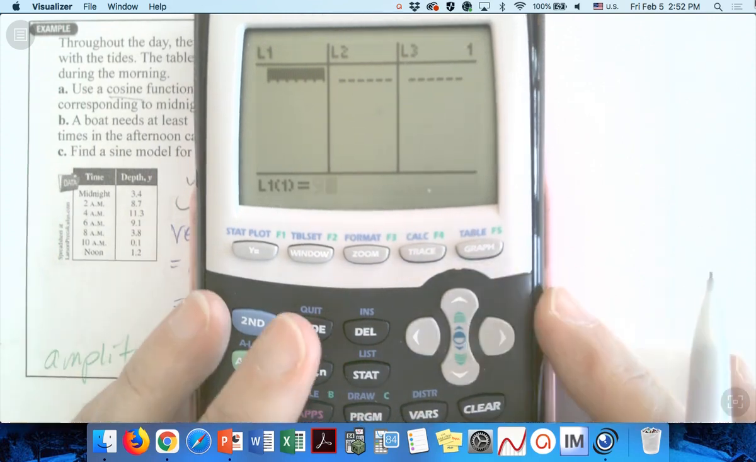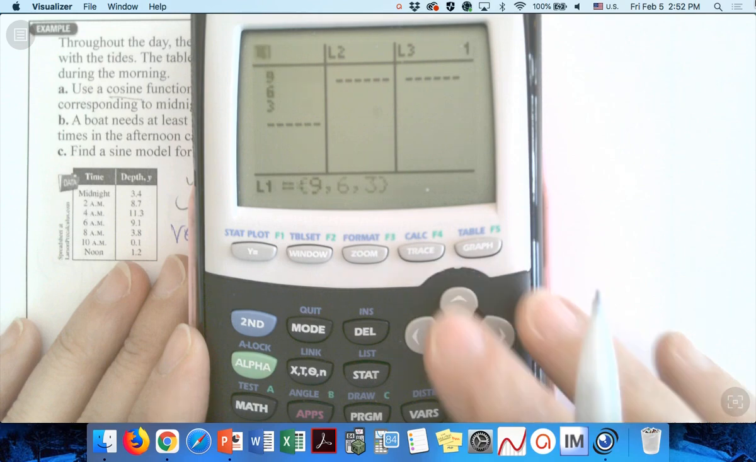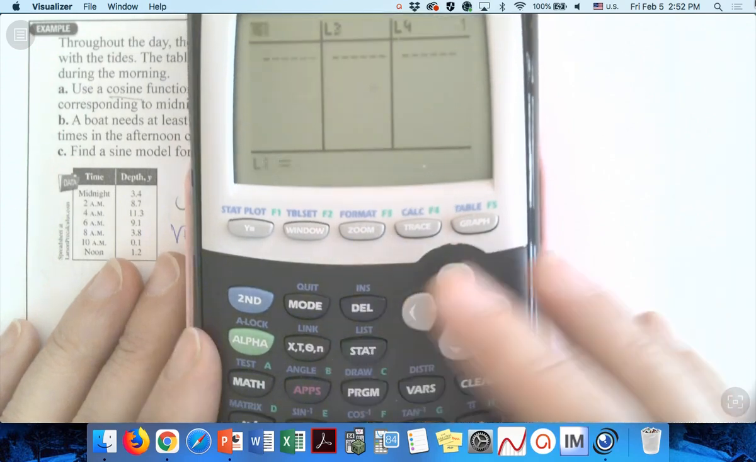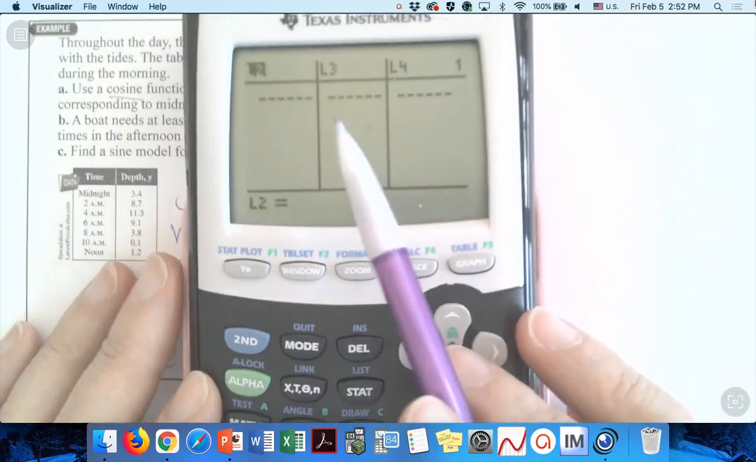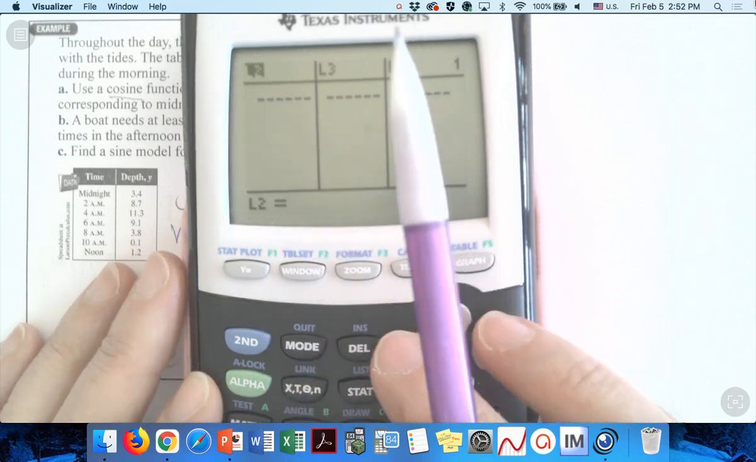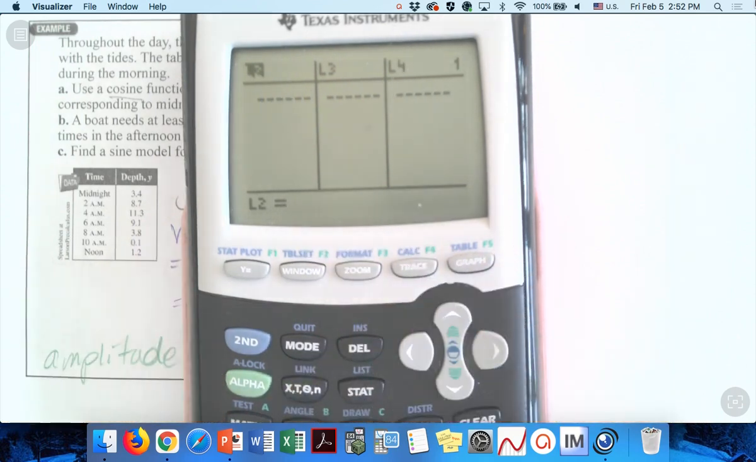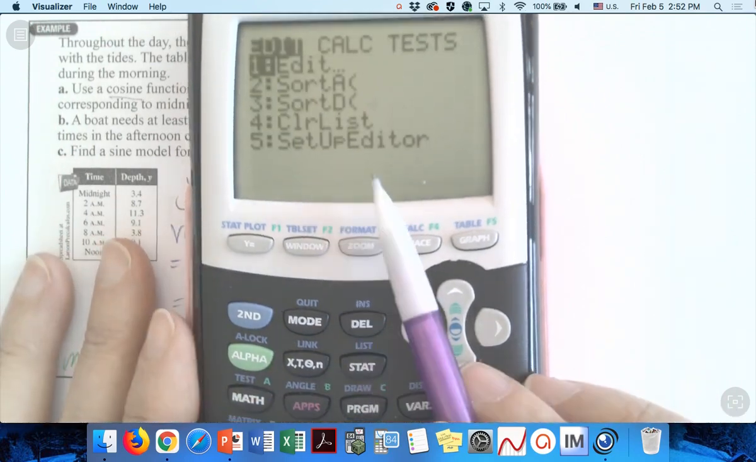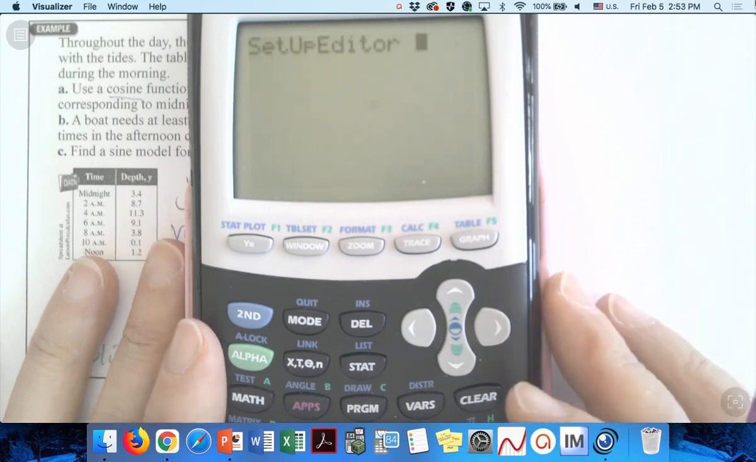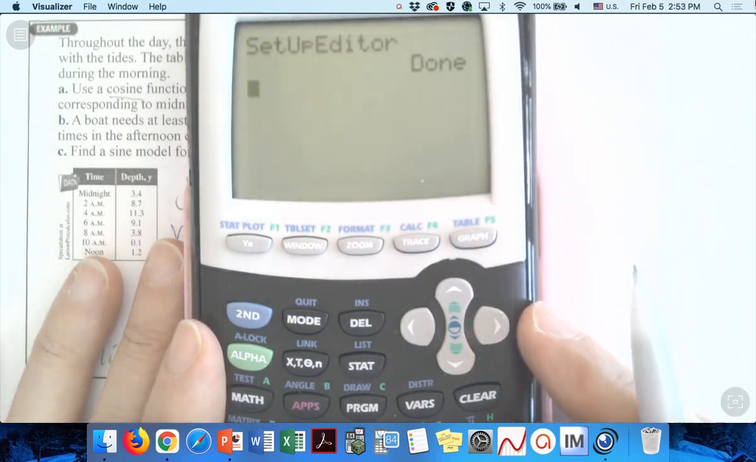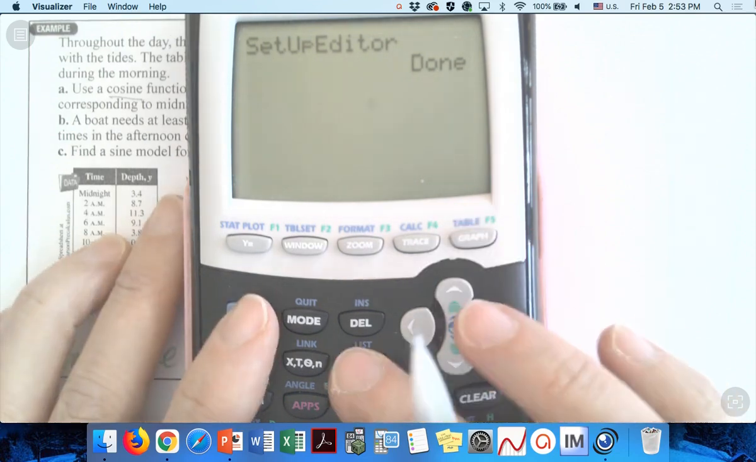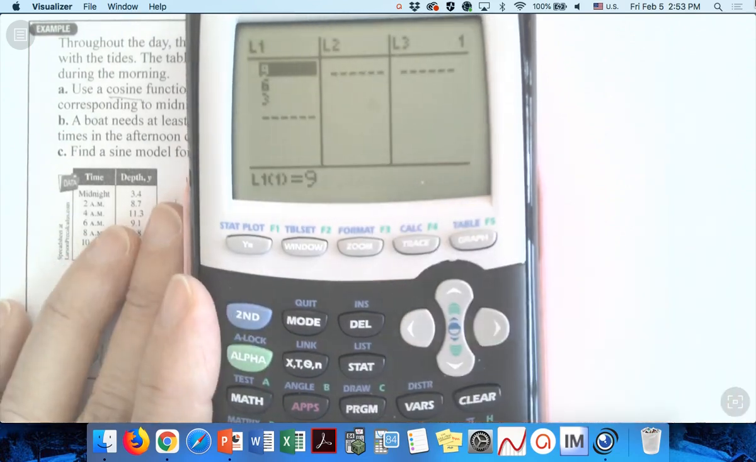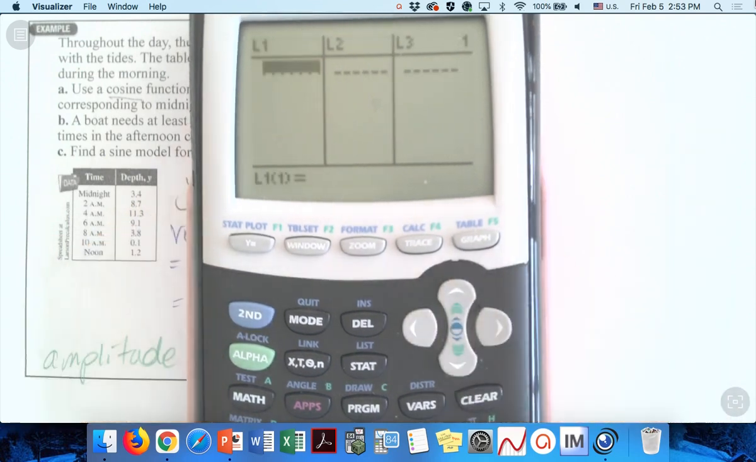Now, what some students do when I tell them to clear their list is they put their cursor at the tippy top where it's named and they press delete, and then they flip out because, oh no, list 1 has now disappeared. You can always get it back if you press the stat button again, and option number 5 says set up editor, and if you choose that and then press enter until it says done, now when you go back to your stat edit, list 1 has reappeared and the data is still there. So, again, clear, enter will clear the list. Delete will just make it disappear temporarily.